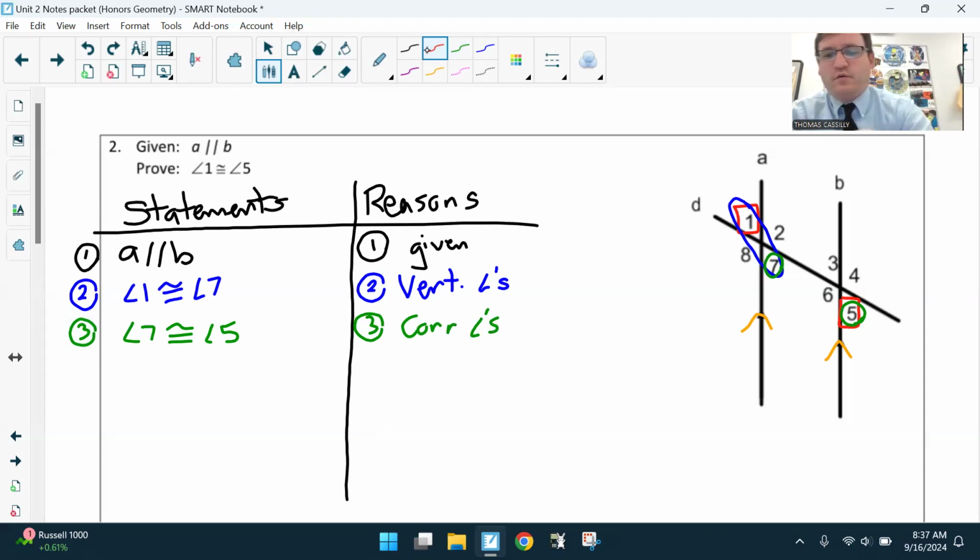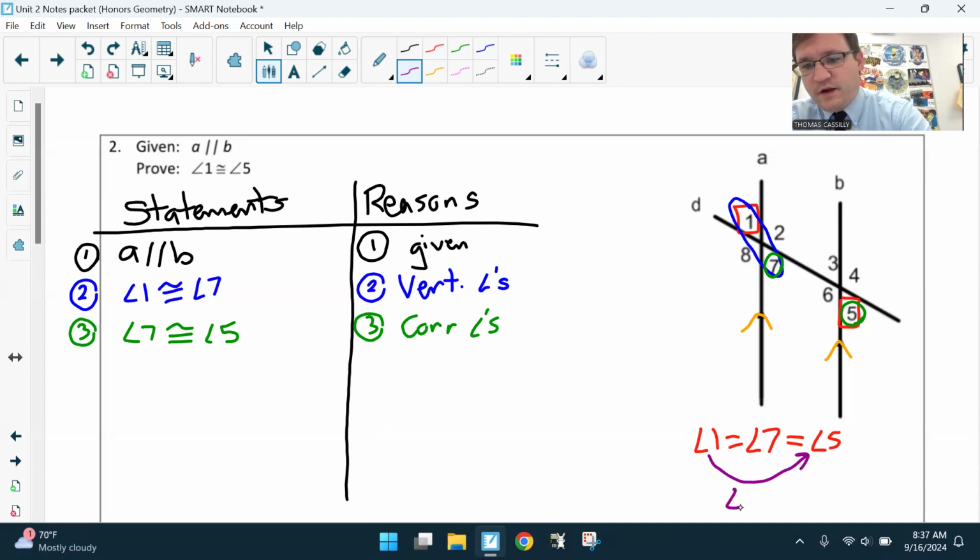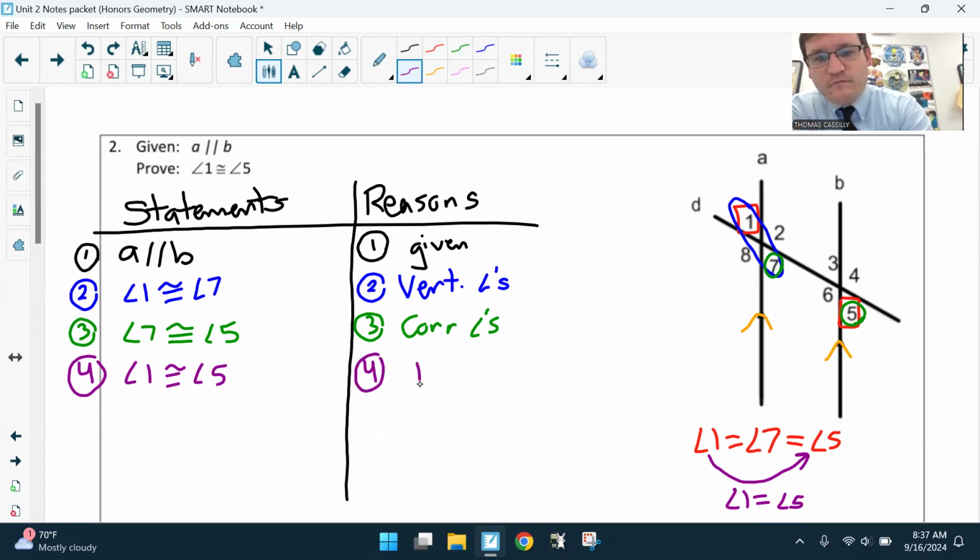So let's just see where we are. We said angle 1 equals angle 7, and then we said angle 7 equals angle 5. So actually what we can do now is use the transitive property to say angle 1 equals angle 5. That's the very last thing I'm going to do here. I'm going to say angle 1 is congruent to angle 5. Why do we know that? We know that from the transitive property. And actually, this proof is done.